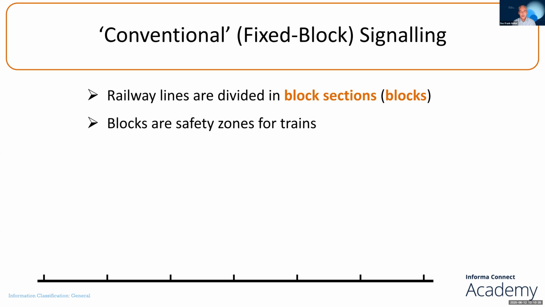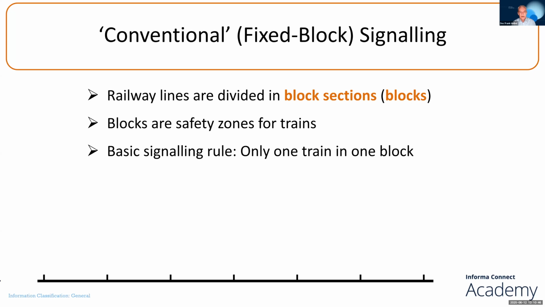That means a block section is a zone. When a train is in that zone, it's safe. Safe from what? Safe from other trains. So the basic signaling rule is that you can only have one train in one block section. Now, the signaling specialist will say, yes, Frank, there are exceptions to the rule. Yes, but only in degraded situations that you don't really want in your normal operation. So the standard rule of thumb, signaling principle number one, if you will, is that you can only have one train in one block section.